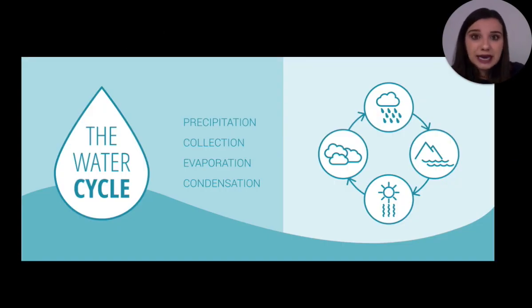As you are creating your comic book strip, be sure to include all 4 parts of the water cycle: precipitation, collection, evaporation, and condensation. Can I go from precipitation to evaporation? No. Since this is a cycle, it has to go in a circle. So I have to go in sequential order. That means in sequence.